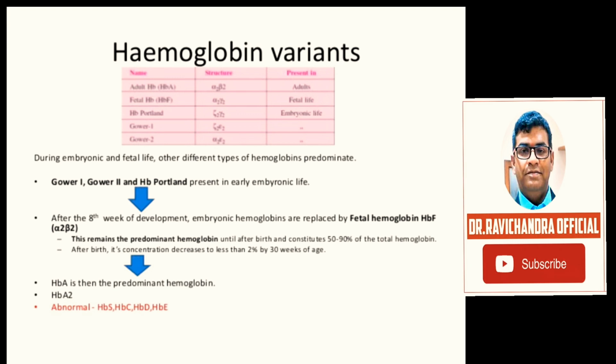HbA is the predominant hemoglobin from then onwards. Other hemoglobins are HbA2 and the abnormal hemoglobins: hemoglobin S, hemoglobin C, hemoglobin D and hemoglobin E.